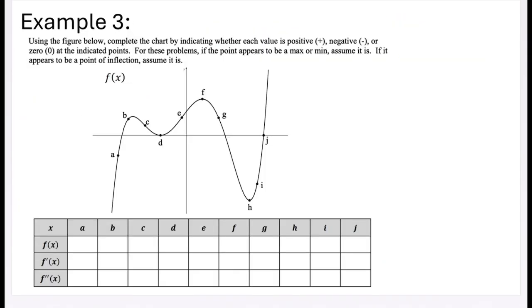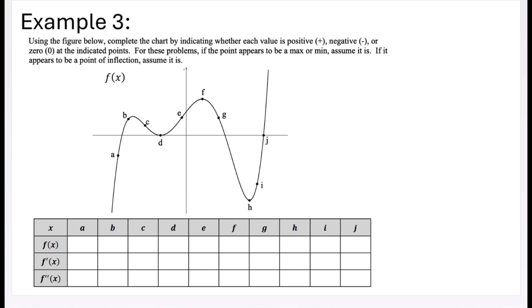All right, so example 3, it says, using the figure below, complete the chart by indicating whether each value is positive, negative, or 0 at the indicated points. For these problems, if the point appears to be a max or a min, assume it is. If it appears to be a point of inflection, assume it is. All right, so let's look at point A.